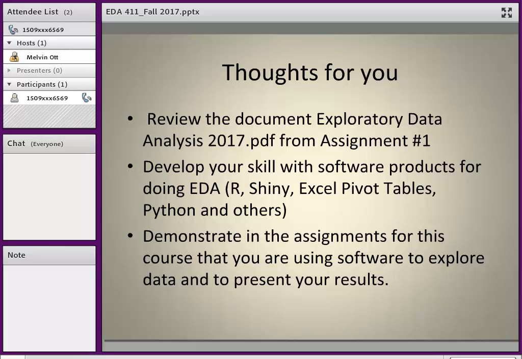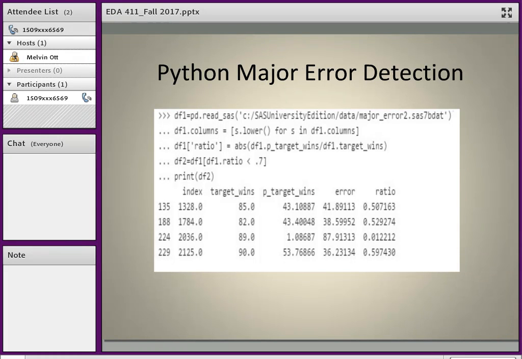All right. Show me in the assignments that you're using software to explore data, and I'm going to reward you for it. I like to see creativity out there. Here's another thing that's kind of helpful to you, I think. You should be able to take a look at your data and discover when there's been a major error.